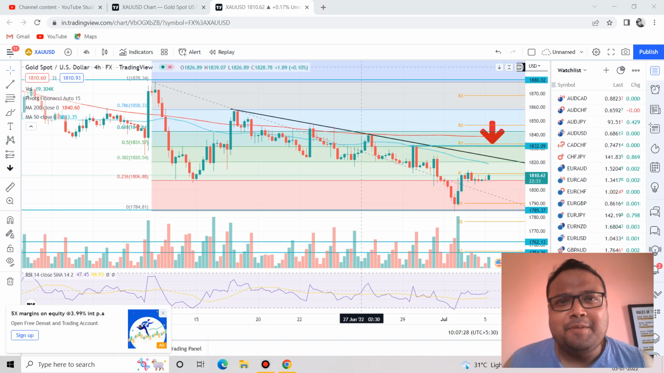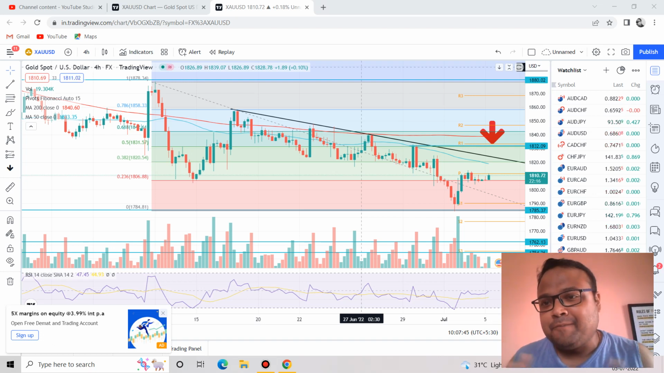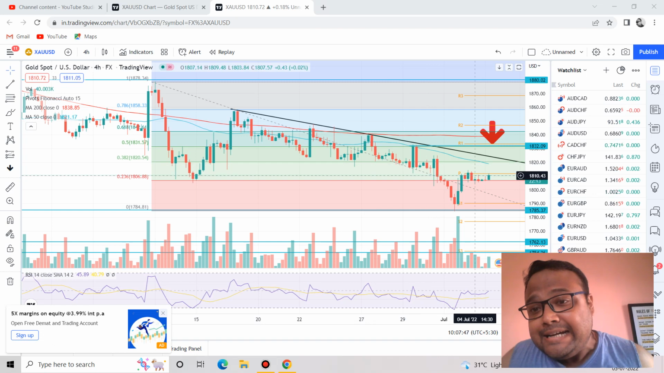In this video, I'll be analyzing the chart of gold USD. So let's get started. This is the 4-hour chart of gold USD in front of us, and as we can see, there is not much movement going on the chart of gold right now. The craziness of gold is missing as of now. Right now, gold is trading at 1810.